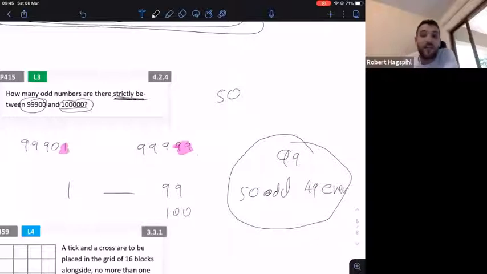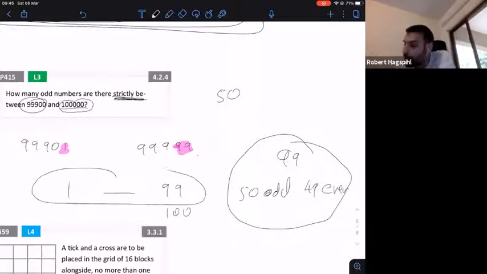They might have asked for even numbers, and again, you just need to make sure that you're processing this nicely. If I can break it down just to 1 to 99 instead of 99,000, it's much easier. It's much easier to conceptualize. So if you can make it smaller for yourself, make it smaller for yourself. Okay, cool.